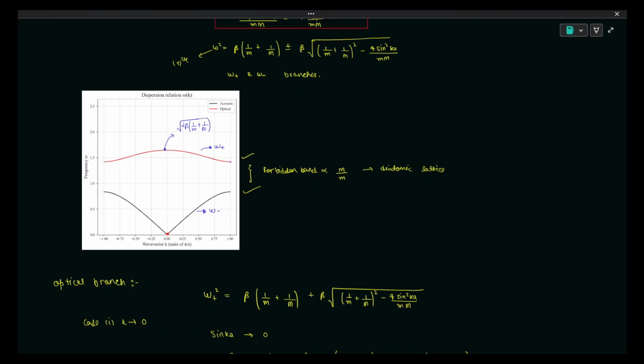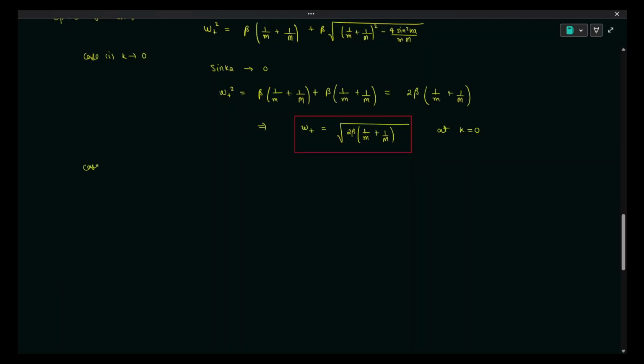Now let's try to find the value of omega plus at the zone boundaries. Case 2 will be when k is tending to pi divided by 2a. Notice that in the case of the monatomic lattice it was pi by a, but since the lattice here contains 2 atoms, the zone boundary now will be at pi divided by 2a, and sin Ka value will be 1 at pi divided by 2a.